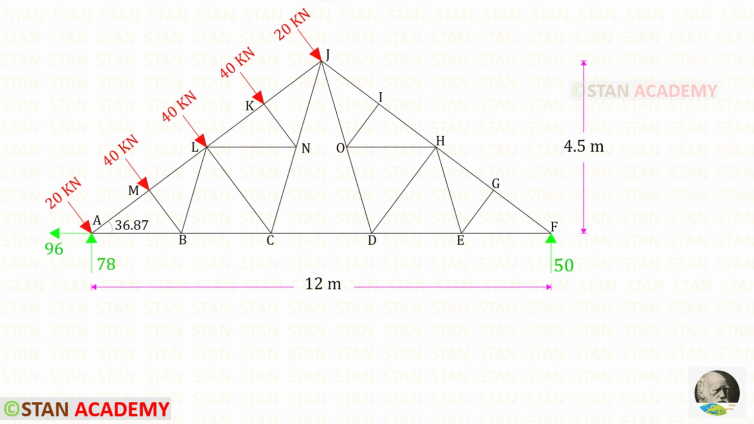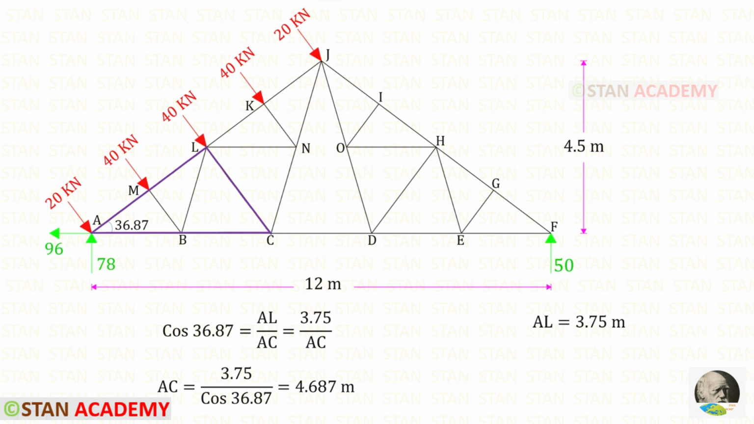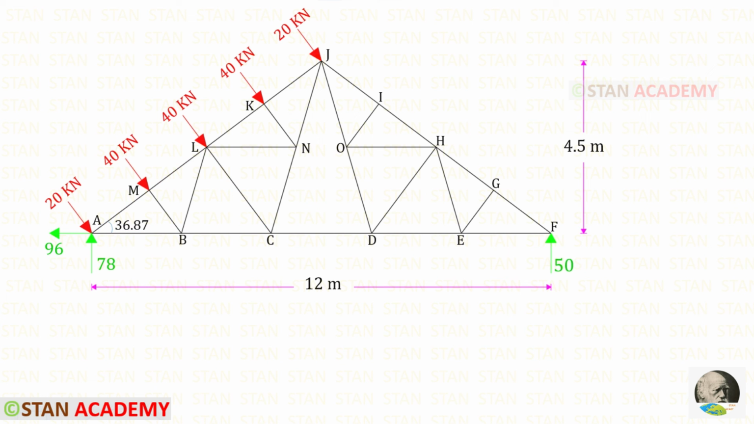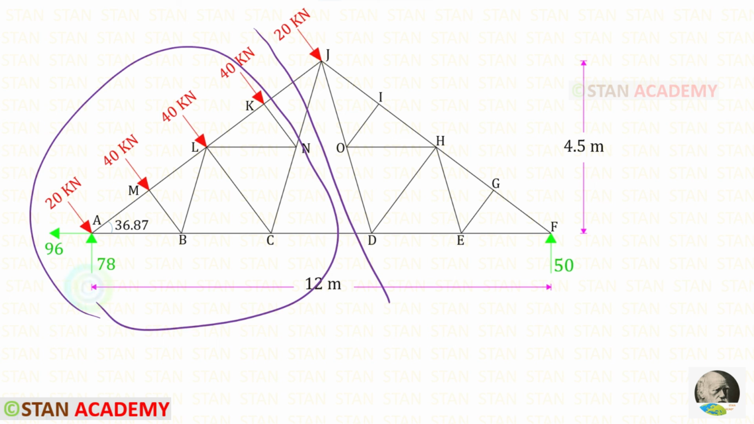We have to find one more member force, that is JN. Now let us take this triangle. We know that here we have 90 degree. Using the cos formula, we can find the distance of AC as 4.687 meter. To find the member force in JN, we can make a section like this and we can take the left side portion and do the analysis.